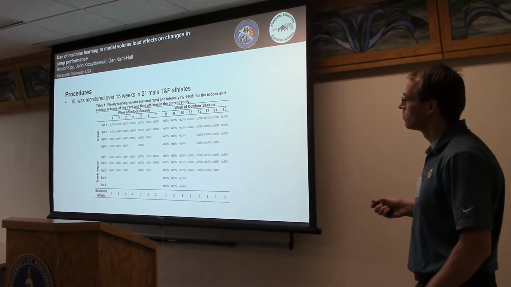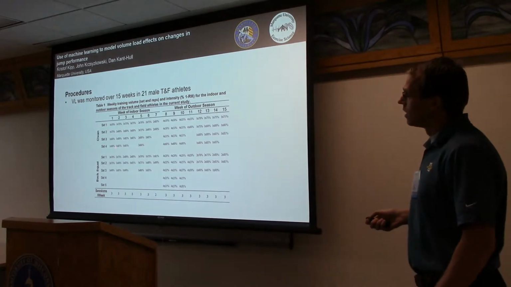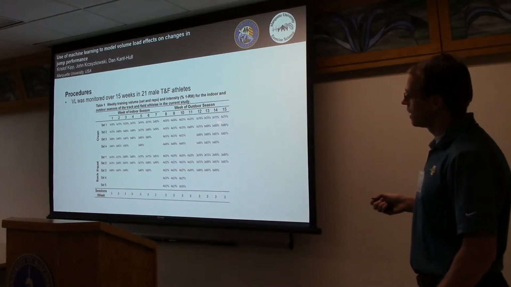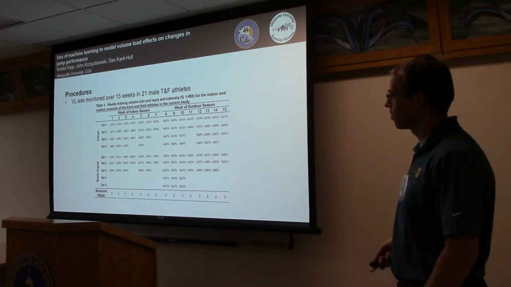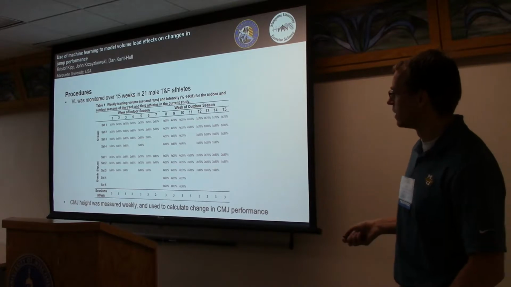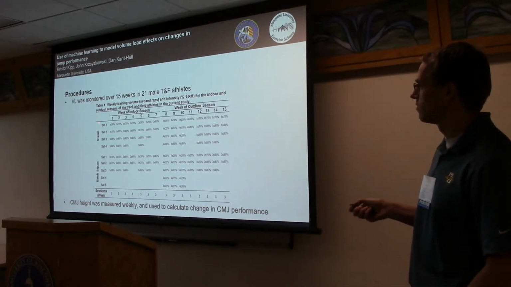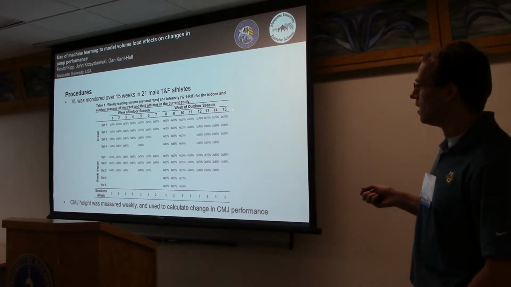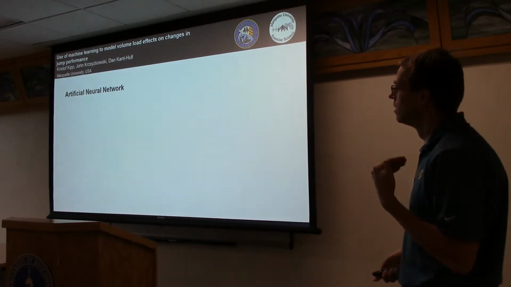So we had 21 male track and field athletes that we used data from. They were monitored over 15 weeks of training. This is their general outline for the resistance training program. Basically we measured counter movement jump height weekly, but only looked at counter movement jump height during week 1 and week 15, and just calculated a change score in terms of how much they improved.